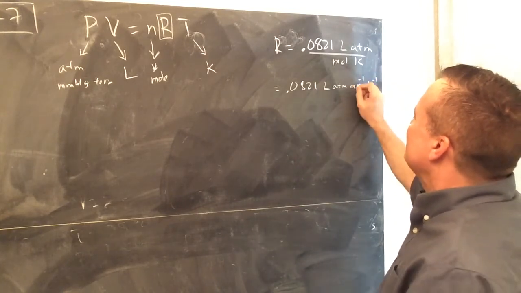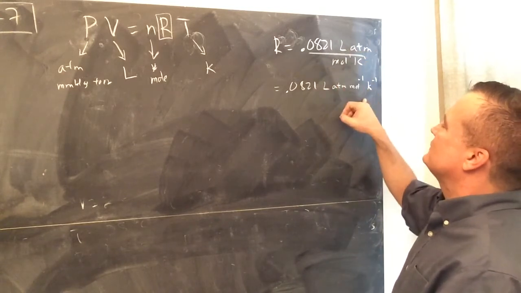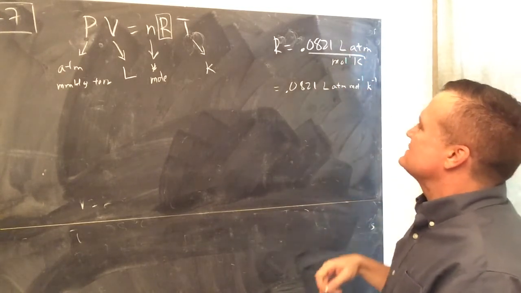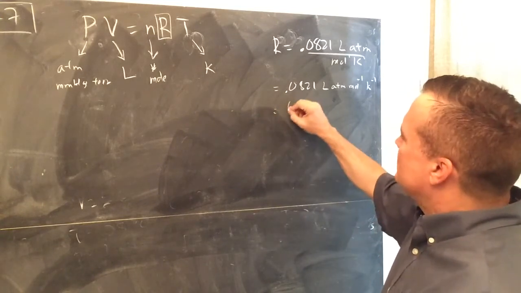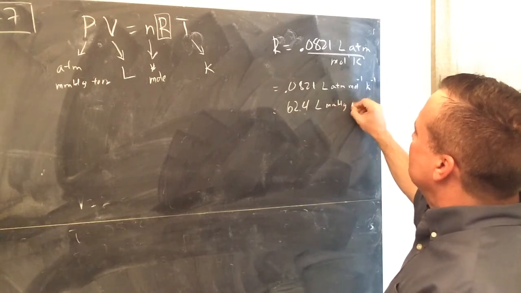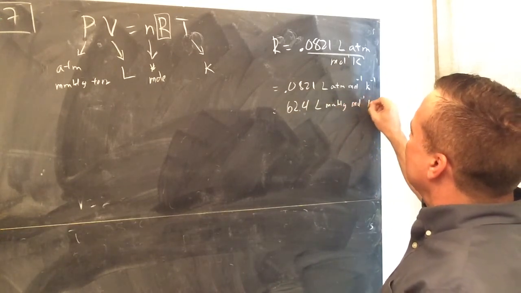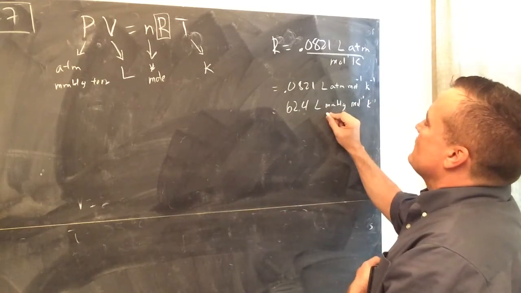Another way to write this gas constant is 0.0821 liter atmosphere mole^-1 K^-1. Now this is more for the advanced, because those are like on the bottom, in the denominator: mole^-1 K^-1. And I'll add this one on: 62.4 liter millimeter of mercury per mole Kelvin.